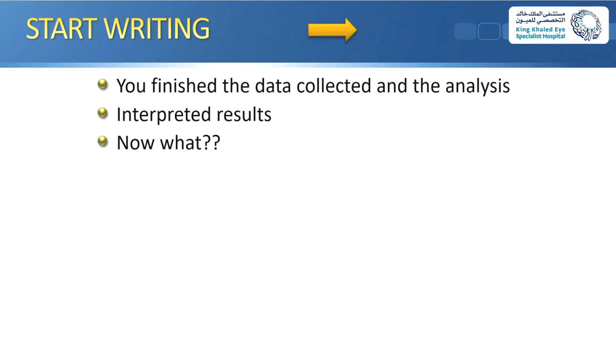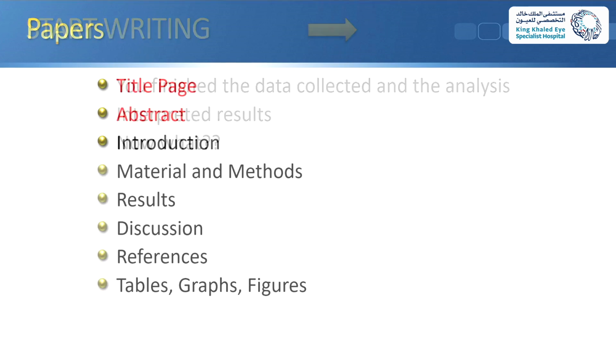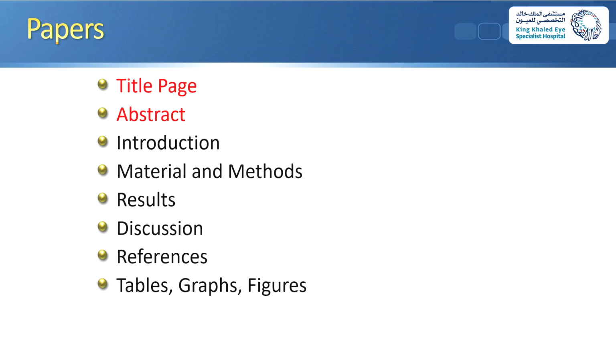So now we start writing. We've collected data. We've analyzed the data. We've interpreted the results. Now what, right? That's what your paper is about. The classic paper consists of a title, abstract, introduction, materials and methods, results, discussion, some references, and a lot of tables and graphs and figures.